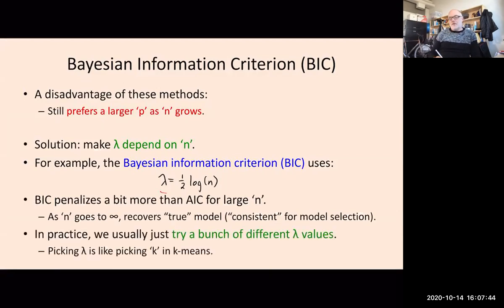In practice, though, what we actually do is try a bunch of different lambda values, and whichever one works best for our particular application, that's the one we go with. It's like a hyperparameter, like picking k in k-means.